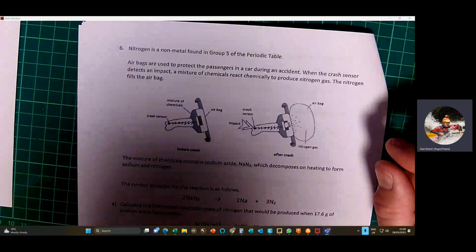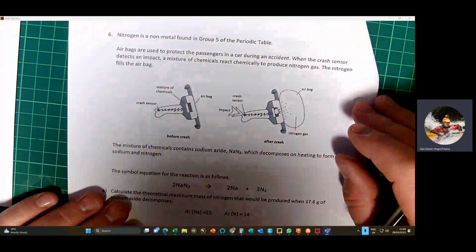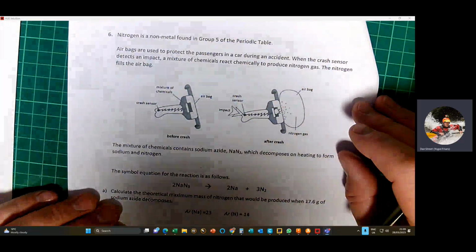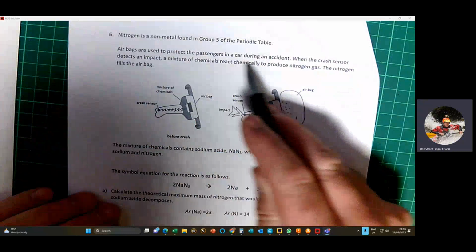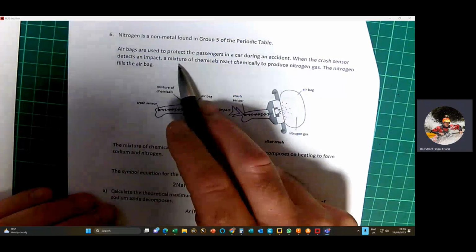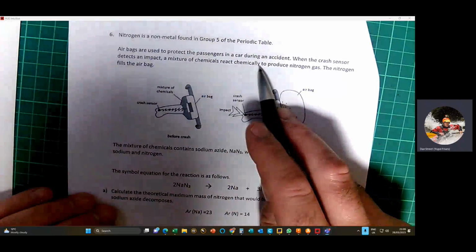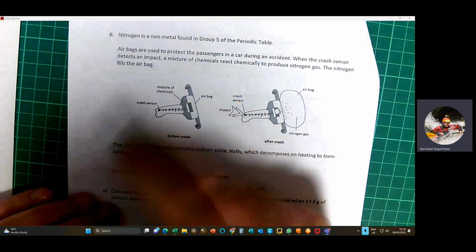Okay, so this is higher paper question 6. So nitrogen is a non-metal found in group 5 of the periodic table. Airbags are used to protect the passengers in a car during an accident. When the crash sensor detects an impact, a mixture of chemicals reacts chemically to produce nitrogen gas. The nitrogen fills the airbag.